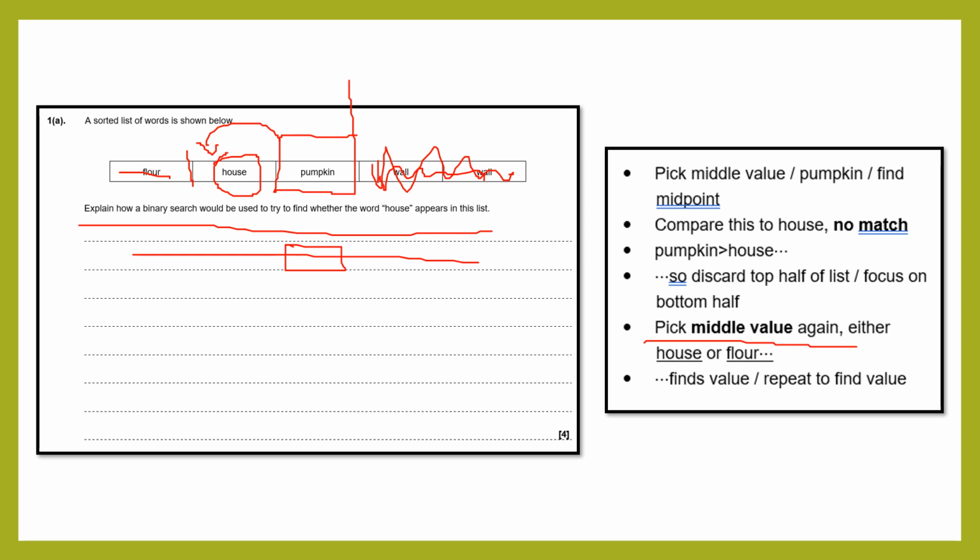So start with all of them in the list, so all 5 are there. Then you remove the lower half, and just explain why. Then you test the next half, so in between flower and house. Is it equal to flower? No. Is it equal to house? Yes. Value found.